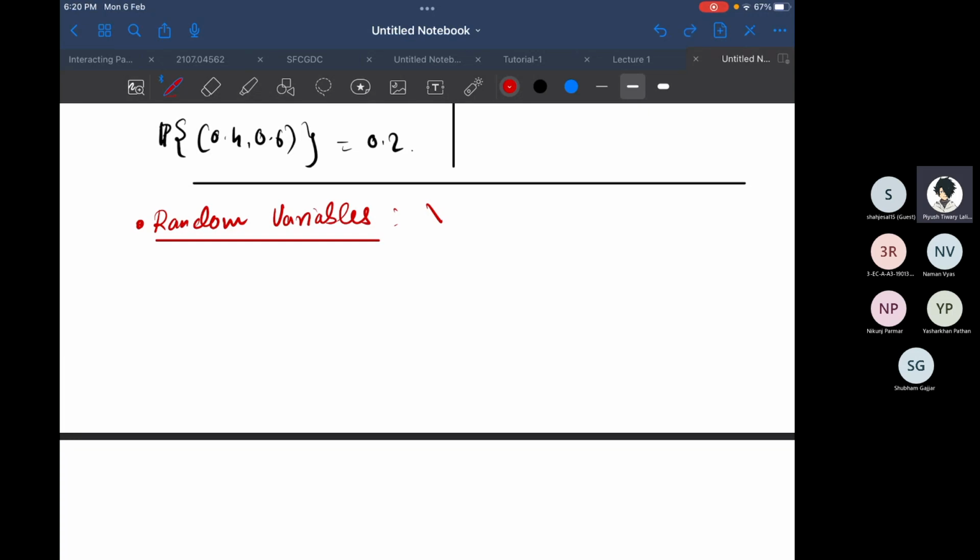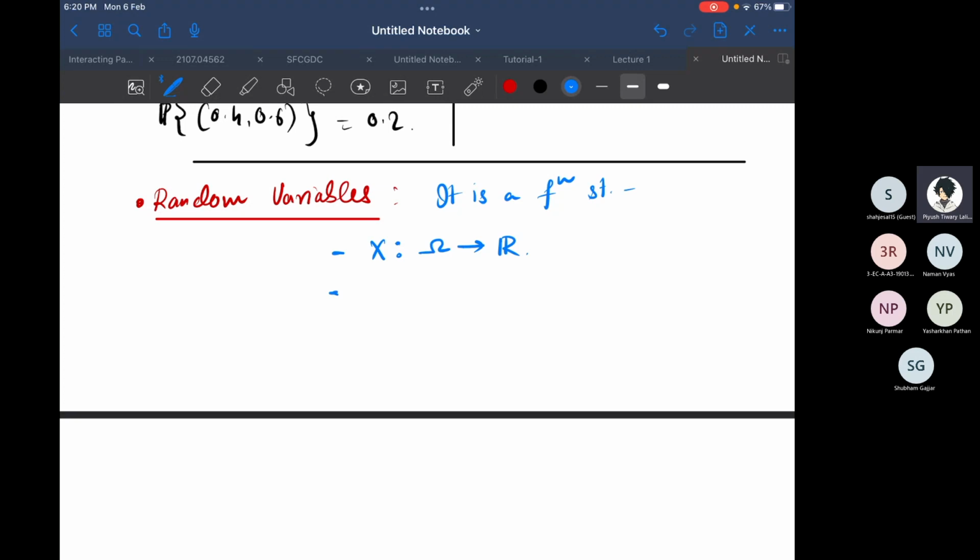Random variables, as I said earlier, is not a variable that is random. Formally, it is a function. Let me write these things. If X is your random variable, it is a function that maps your omega to a real number R, and it is also F measurable.